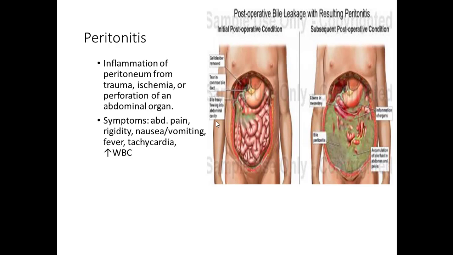If an appendix ruptures, if a diverticuli is infected and it ruptures, maybe they've gotten a wound, like maybe they've gotten stabbed in the stomach with a dirty knife, that can cause peritonitis. And even a gangrenous gallbladder can cause peritonitis. The most common causes are E. coli, staph, and strep.